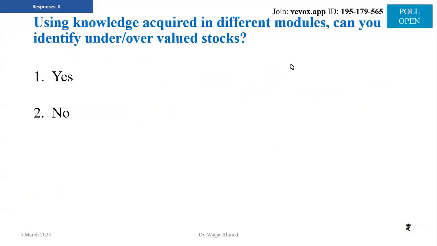All right. Can you answer this question, using knowledge acquired in different modules so far? Can you identify under or overvalued stocks? I'm using stocks, but it could be any asset. So in your final year, using all the information, all the modules that you've taken, all the knowledge that you've acquired so far, are you able to identify mispriced assets?